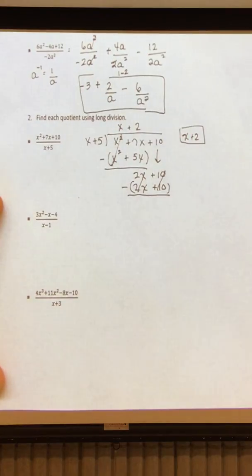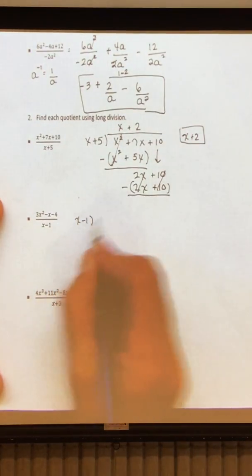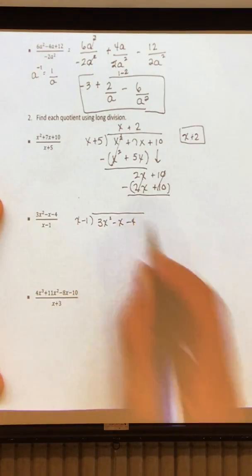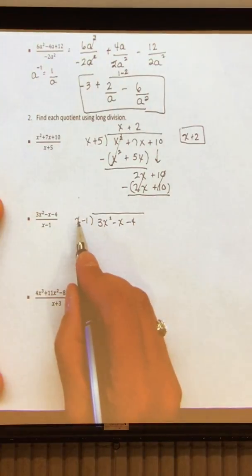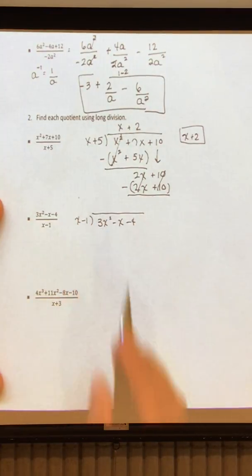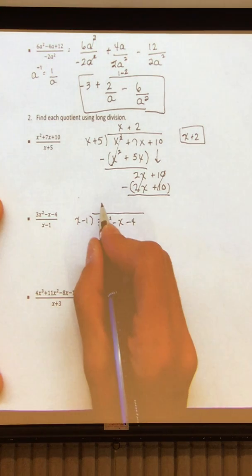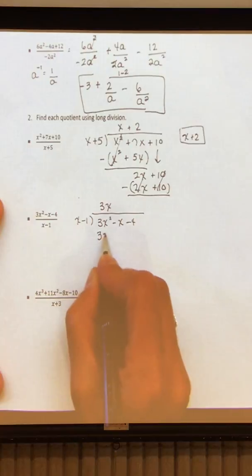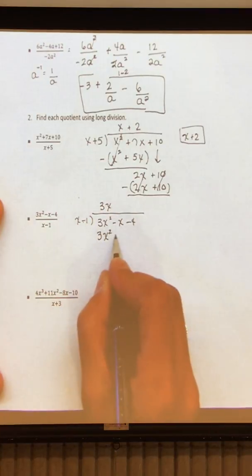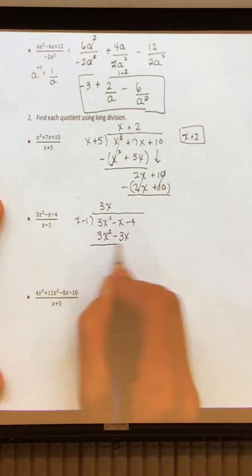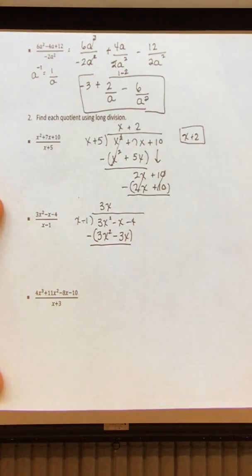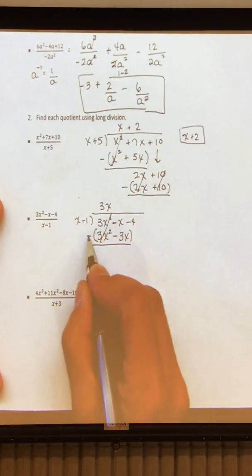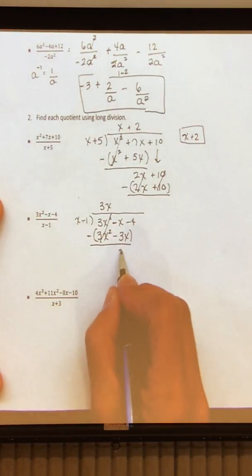The next problem, x minus 1. Divide 3x squared minus x minus 4 by that. So you ask yourself, x goes into 3x squared how many times? 3x times. And then you multiply 3x times x is 3x squared. 3x times negative 1 is a negative 3x. And again, you subtract. 3x squared minus 3x squared cancels. Negative x plus 3x is 2x.